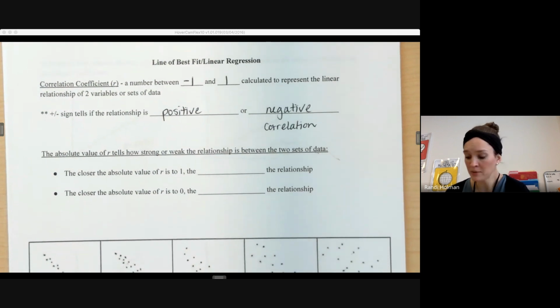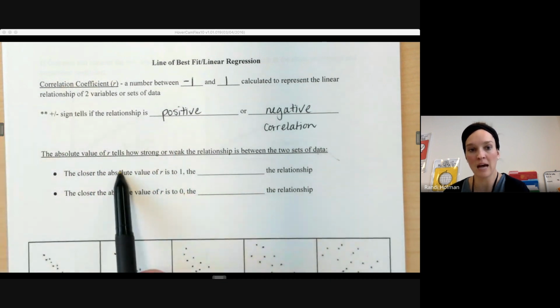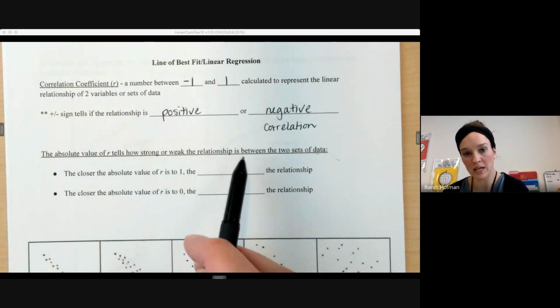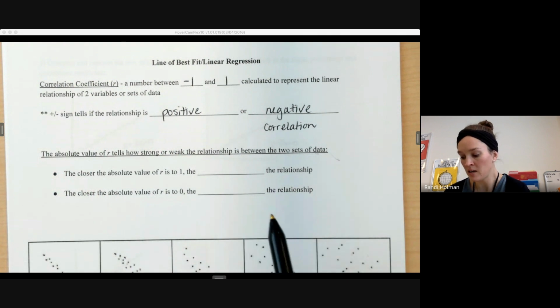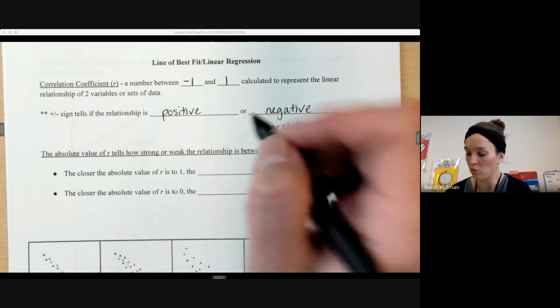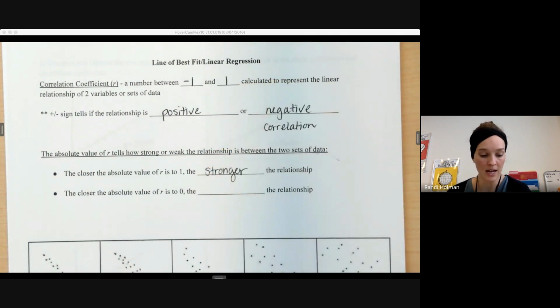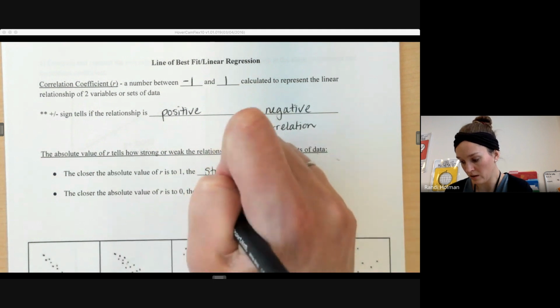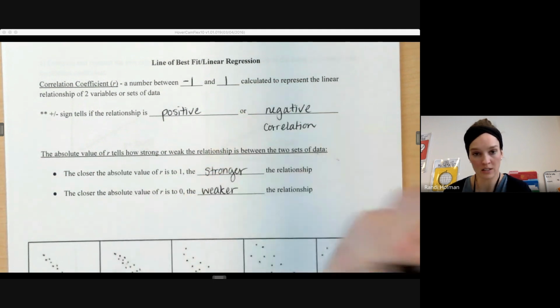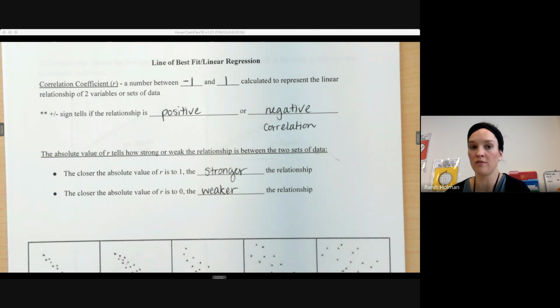Okay, so the absolute value of r, if we disregard the sign, tells us how strong or weak the relationship is between the two sets of data. The closer the absolute value is to 1, the stronger our relationship is, and the closer it is to 0, the weaker. That means a correlation coefficient of -0.9 is a very strong correlation, but a correlation coefficient of 0.1 is not.